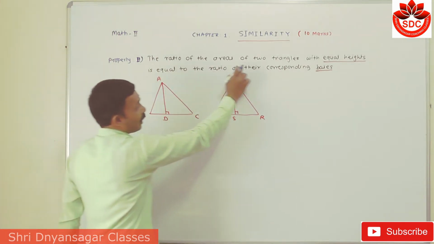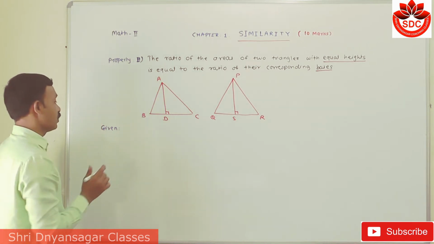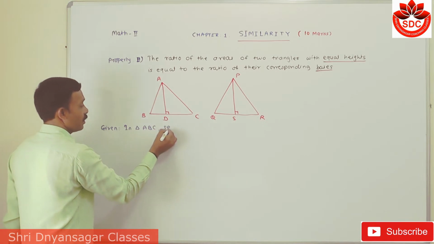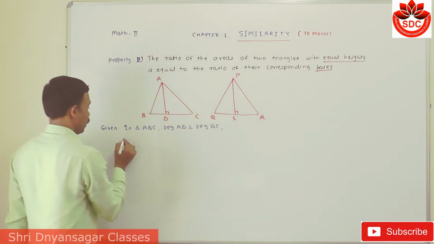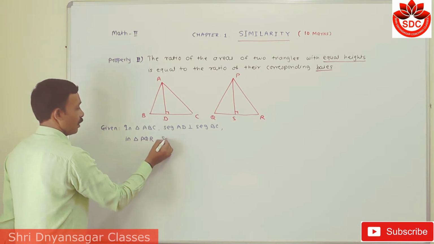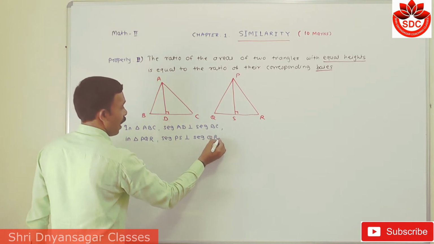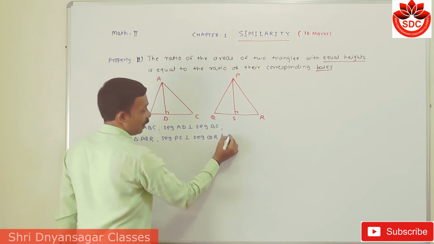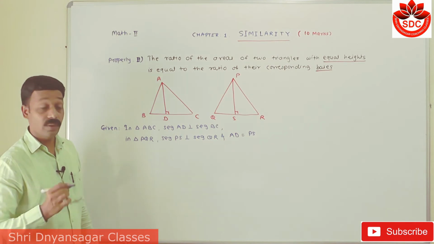Now here, the ratio of areas of two triangles with equal heights, up to this is given. It means that with equal heights, in triangle ABC, segment AD is perpendicular to segment BC. In triangle PQR, segment PS is perpendicular to segment QR. Students, look carefully: with equal heights, the height of this triangle is AD and the height of this triangle is PS. This height is also equal.